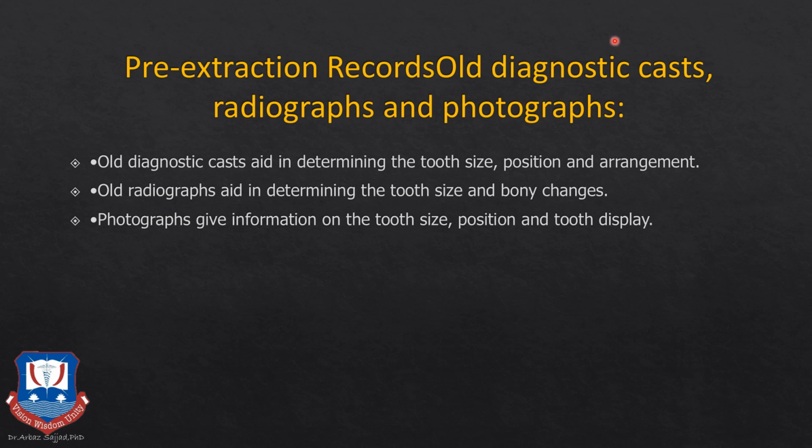Pre-extraction records such as diagnostic casts, radiographs, and photographs are very helpful, and they may give us insight into determining the vertical dimension, as well as the size and shape or mold of the tooth that needs to be selected for the construction of a new denture, as well as the position and arrangement. Photographs also give us information on the tooth size, position, and the tooth display. How much tooth display should be there when the patient smiles.